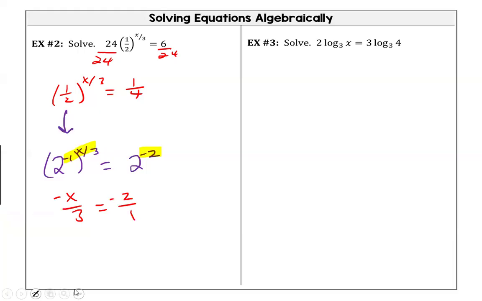How do you solve a fraction equal to a fraction? This goes back to middle school. Cross multiply, we have a proportion. And how do you solve a proportion? We cross multiply and divide. So I'm going to cross multiply. Negative x times 1 is negative x equals 3 times negative 2, which is negative 6. And what am I dividing by? Negative 1. So x equals what? 6.